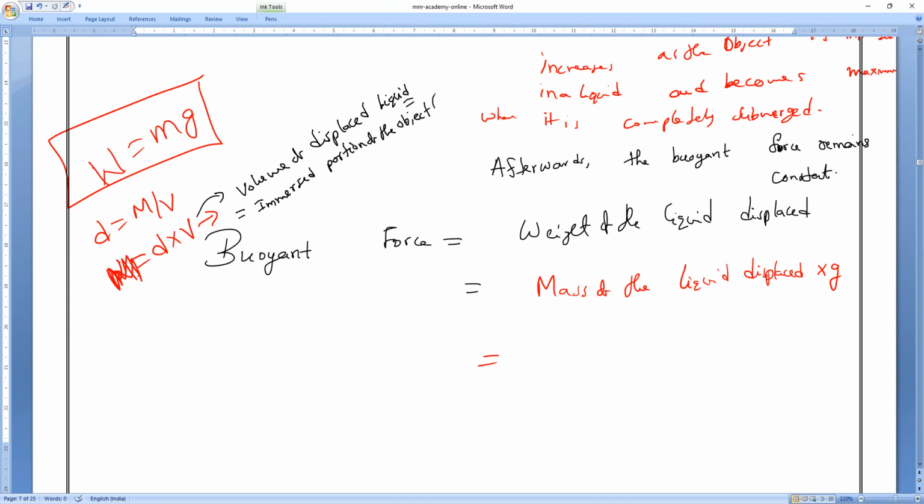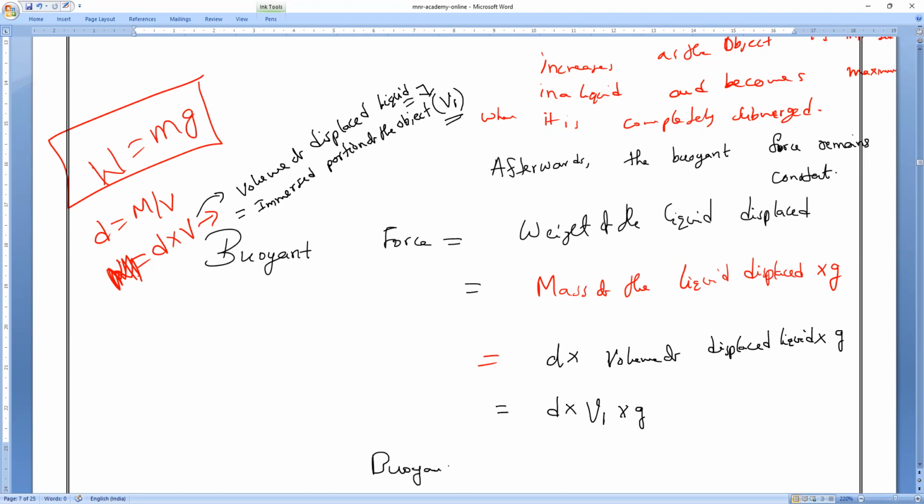So that immersed portion of the object we will consider as V1. So I will write density into the volume of the displaced liquid or immersed portion of the object, V1, into g. So this is the buoyancy force formula. Buoyant force, learn it, is equal to D into V1 into g.